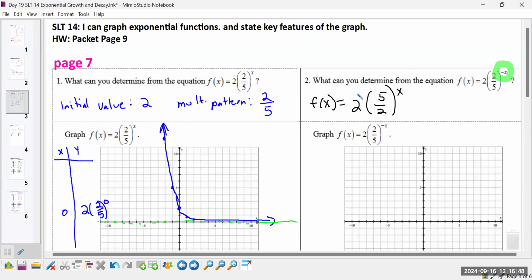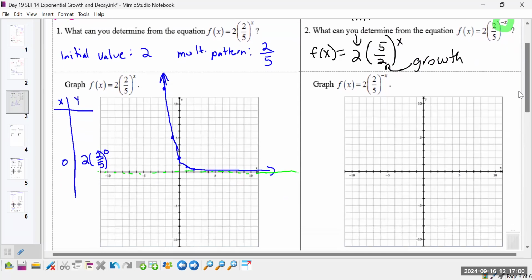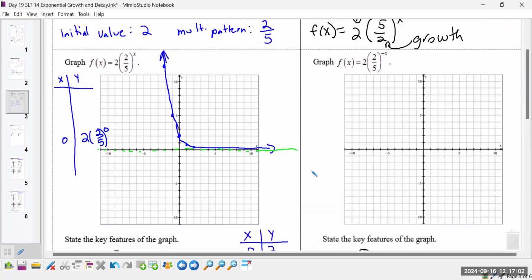I still see I have an initial value of 2. But now I have a multiplication pattern of 5/2, which is larger than 1. So now I have a growth function. I'm not going to go through the arithmetic as slowly as I did the previous problem, but feel free to pause the video, try the arithmetic on your own, and then check back with me.